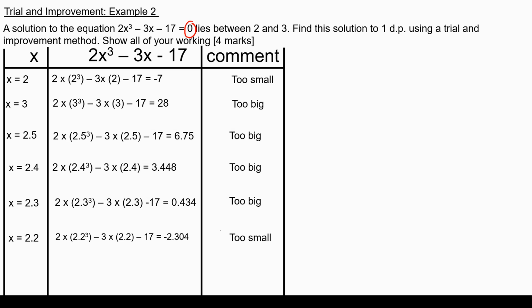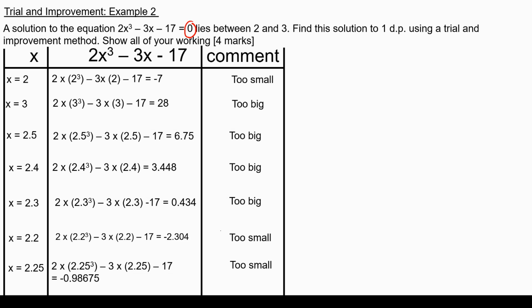So we know the answer is between 2.2 and 2.3. So we now have values to one decimal place. So we're going to go halfway between them to get 2.25, which gives us minus 0.98675, which is too small.